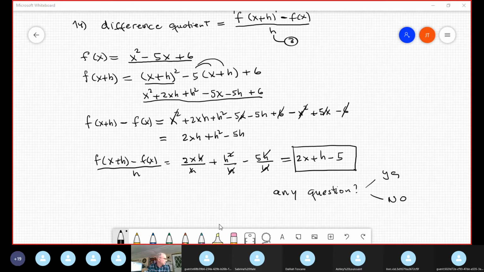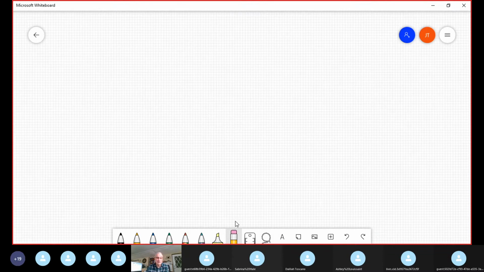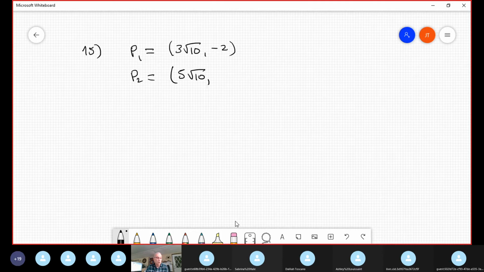Okay, moving on to 15 and 16, which are super easy. It's using the distance formula. So in 15, 2 points are given. Suppose the first point P1 is 3 radical 10, comma negative 2. And P2 is 5 radical 10, comma 1. And they ask me to find the distance.